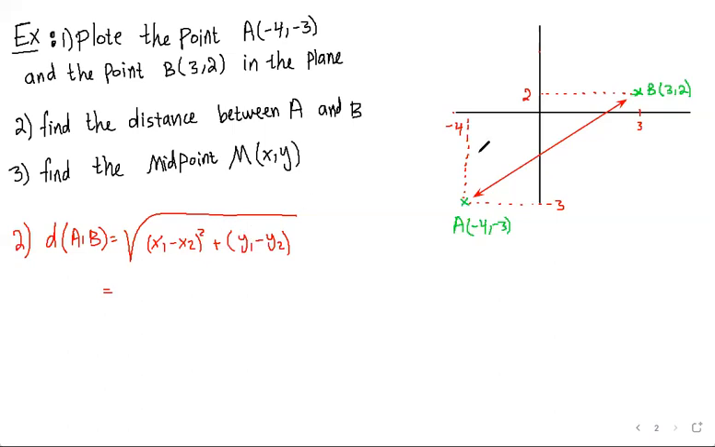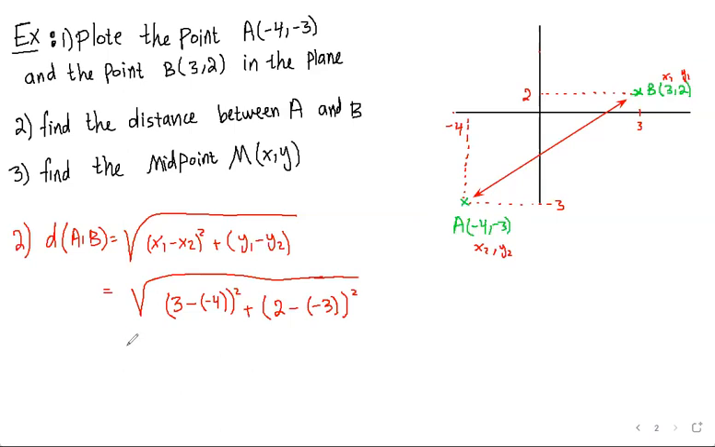What is my x1? This one, 3. When I choose this 3, x1, and here y1, and here x2, and here y2. So 3 minus -4, everything square, plus 2 minus -3, square.